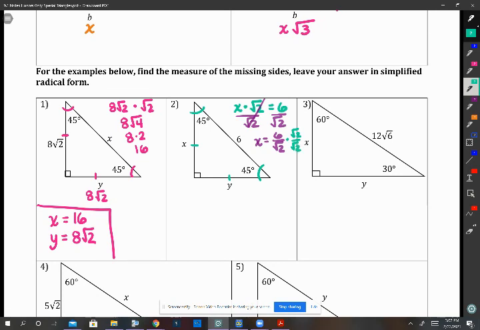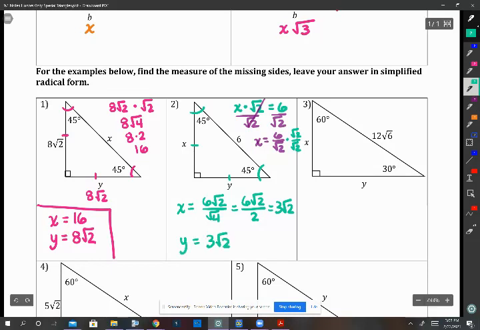So this is going to give me x is equal to 6 root 2 over root 4, which means this is 6 root 2 over 2, since the square root of 4 is 2, and 6 divided by 2 is 3 root 2. And so that tells us that x and y are going to be 3 root 2 because they have to be the same length.